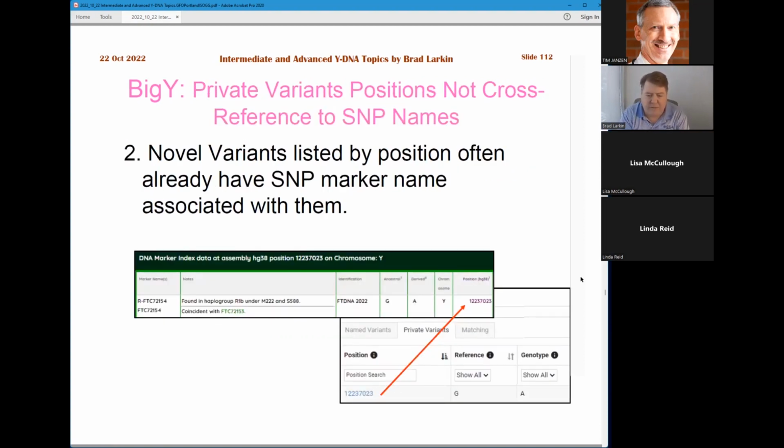The novel variants they show a lot of times already do have SNP marker names associated with them, but for whatever reason, because it's probably 2 different pieces of software and systems that run these processes, they don't work. So in this case, position 1237023, I'm looking on the bottom right, had a G to A mutation. It's listed as a novel variant, but actually it's also been already labeled FTC 72154 by FTDNA. So a little bit of the left hand and the right hand not quite connecting yet.